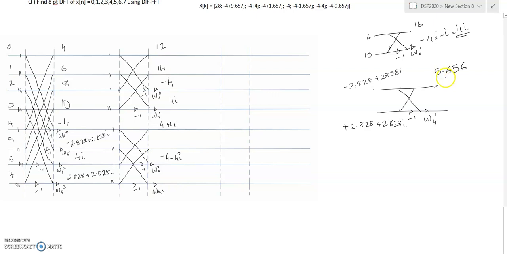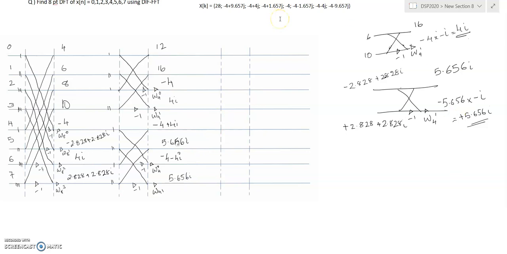5.656i, and at the bottom we'll have the subtraction of this thing. When we subtract these two terms, it will become minus 5.656 into minus i, so it becomes plus 5.656i. So at the bottom arm we have 5.656i, and at the bottom arm again we have 5.656i.